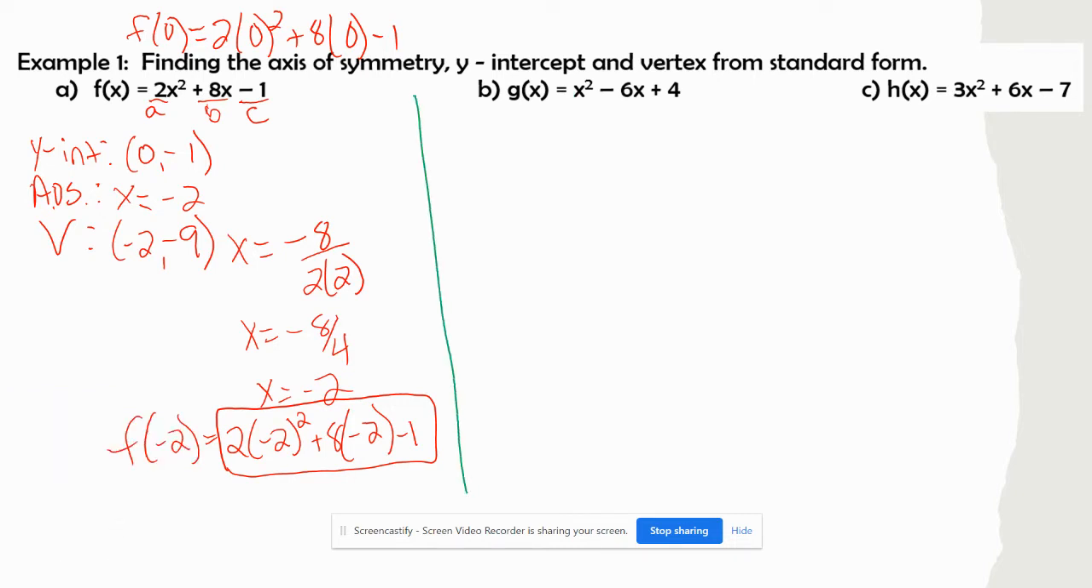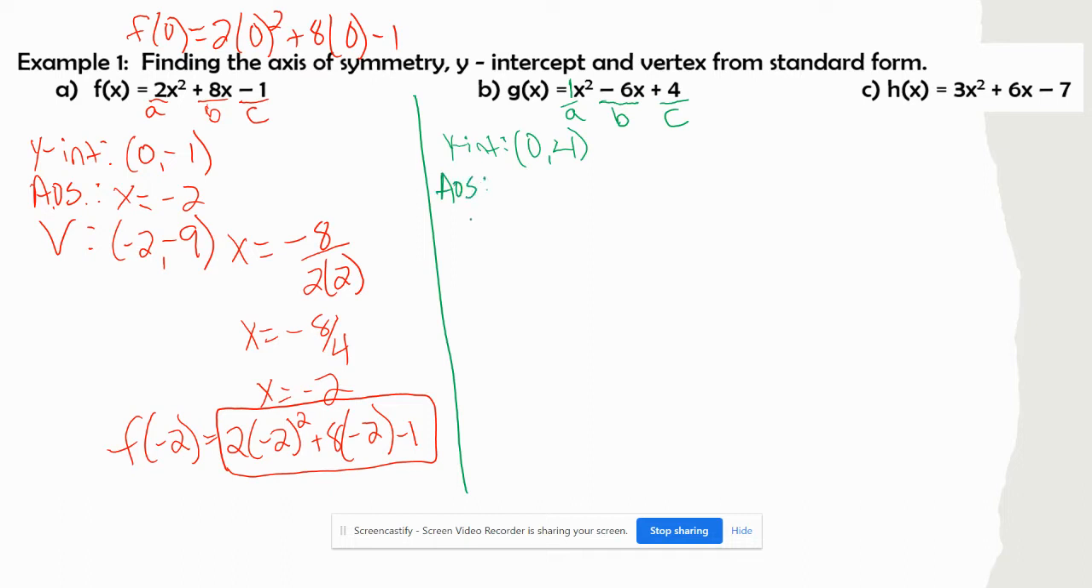Letter B. There's nothing in front of the x squared, so we're going to fill in a 1. So our a value is 1, our b value is negative 6, and our c value is 4. Our y-intercept then is at 0, 4, because c is positive 4.